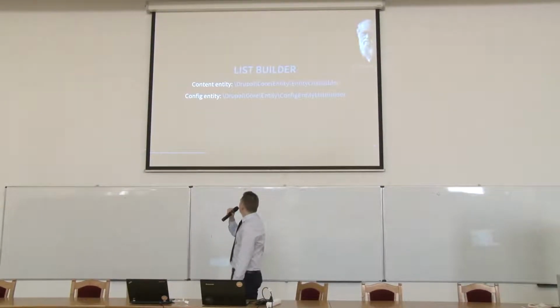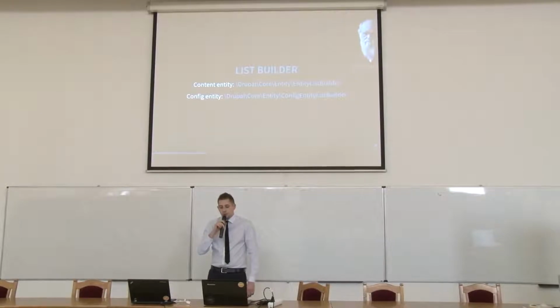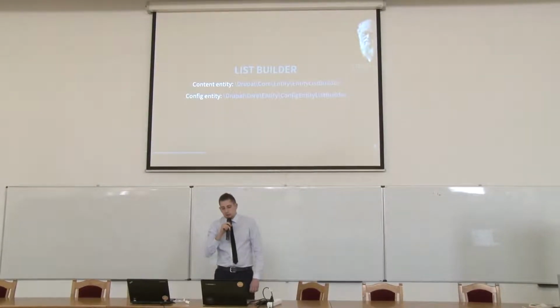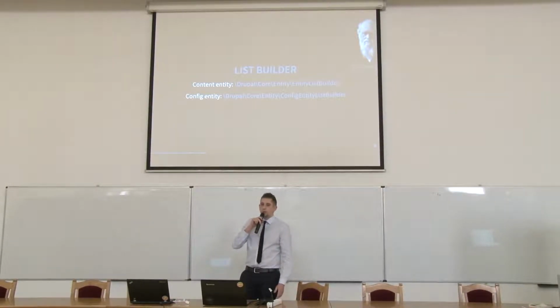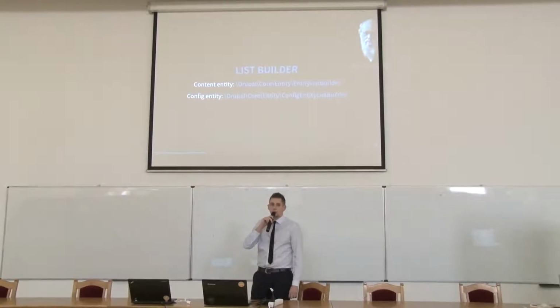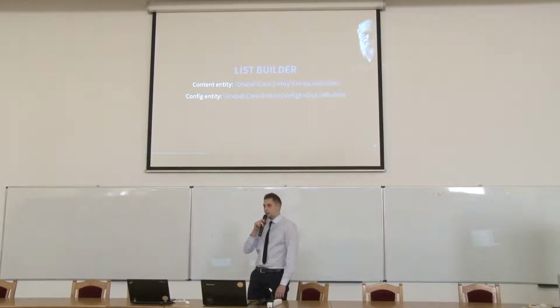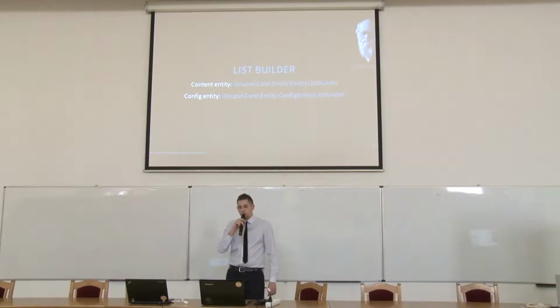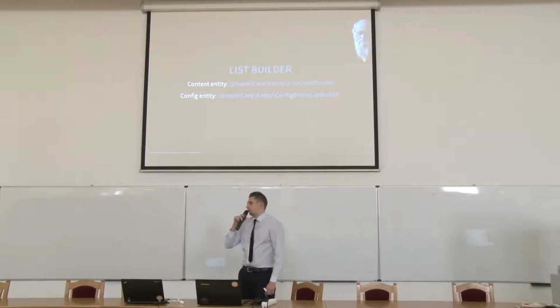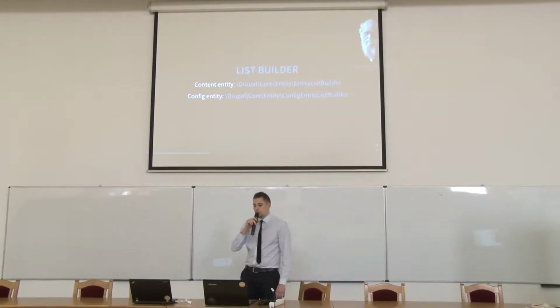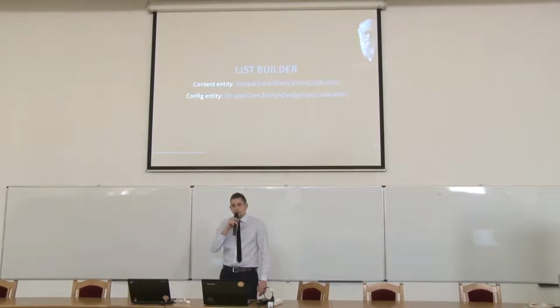The list builder provides an administrative overview for our entity types, and you probably want to extend that to override some methods. If you want to change how a row is displayed, you would probably override the build row method, or if you have an empty list and you want to display a message, you will override the render method.